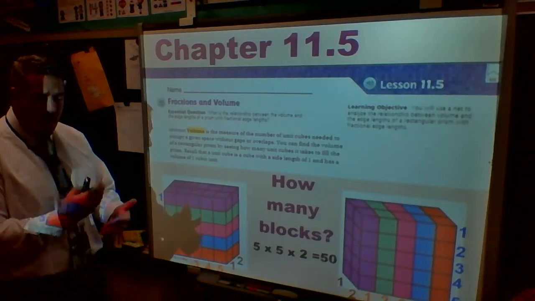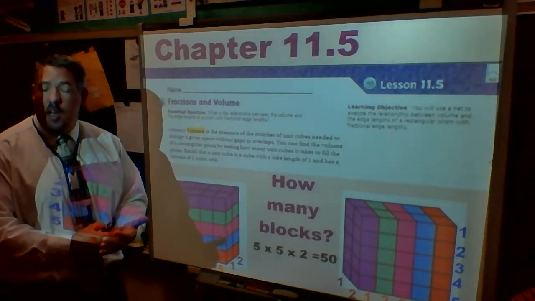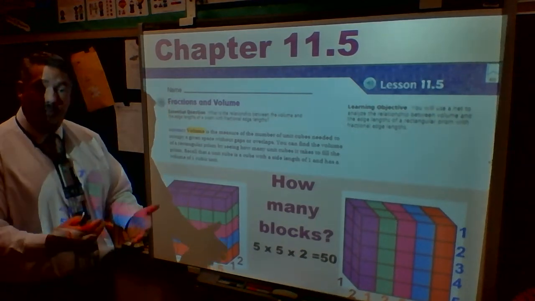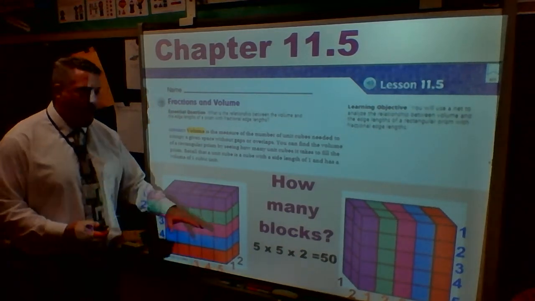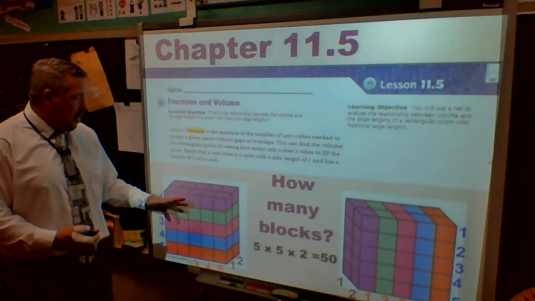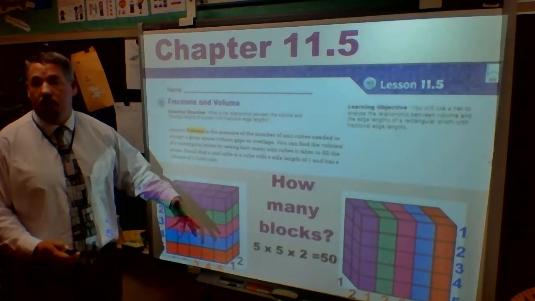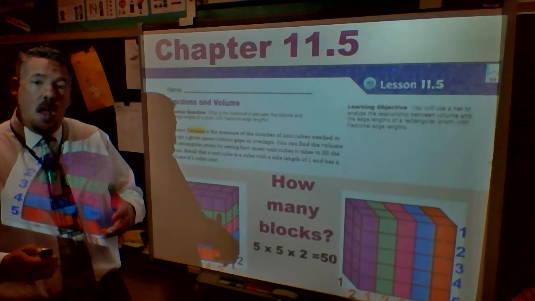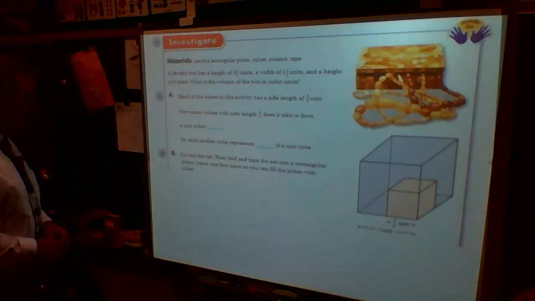If I multiply 5 times 5, I get 25, and multiply that by 2, then I get 50. So I would know that there are 50 small cubes that make up this rectangular prism. That's what volume is. How many does it take to make it up?